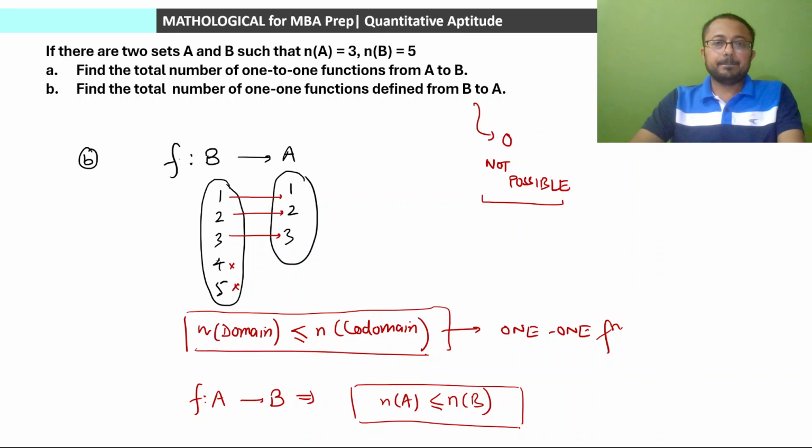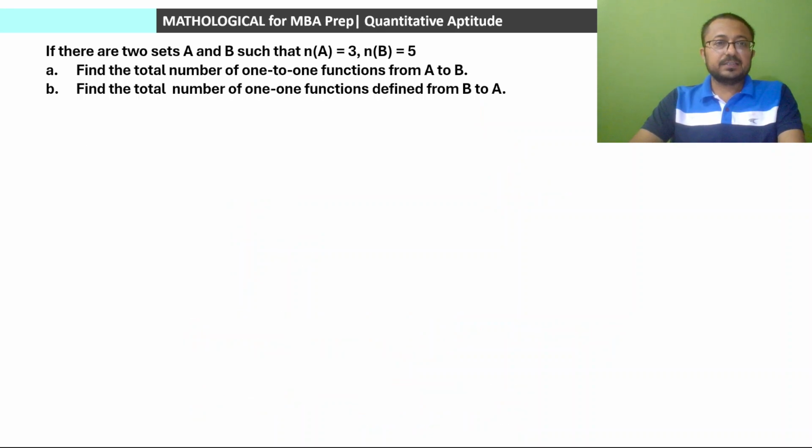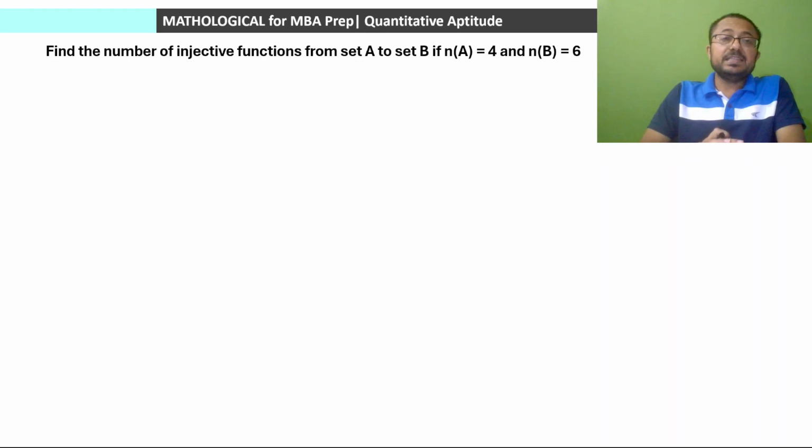Okay, क्या ये क्लियर है? नेक्स्ट क्वेश्चन करते हैं। Find the number of injective functions from set A to set B if n(A) is equal to 4 and n(B) is equal to 6. Now, what is an injective function? One-one function only. So how many one-one functions are possible from set A to set B if the number of elements in set A is equal to 4 and the number of elements in set B is equal to 6.